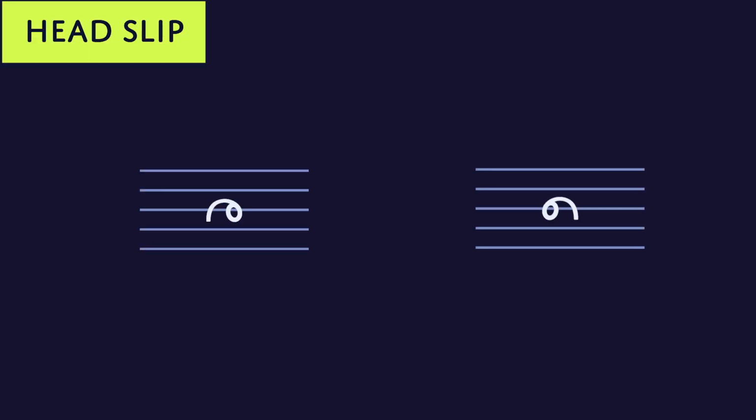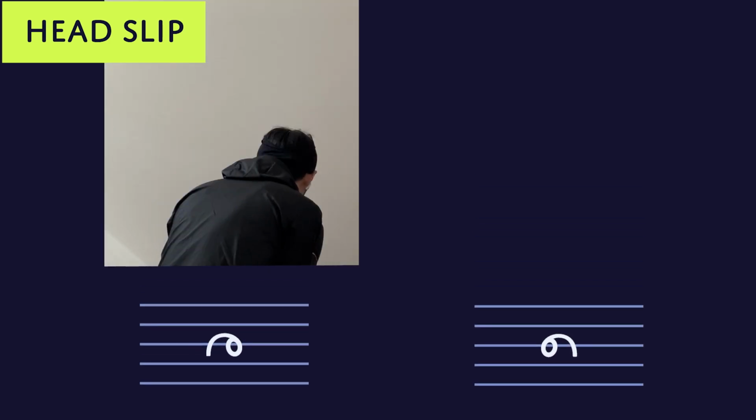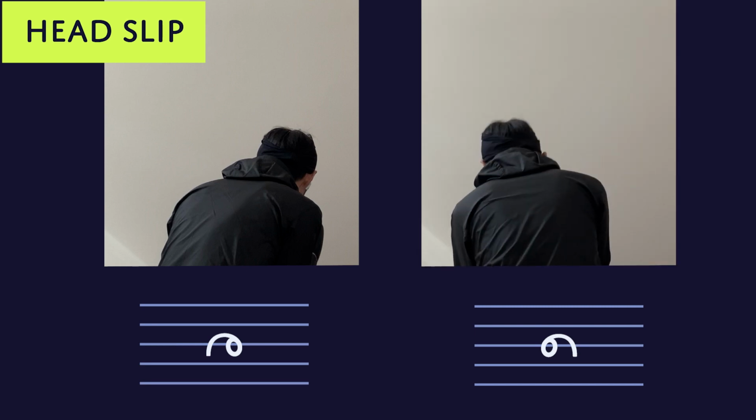This is an image of the trajectory of the head during a head slip motion. The left one represents a head slip that moves the head to the right, and the right one represents a head slip that moves the head to the left.